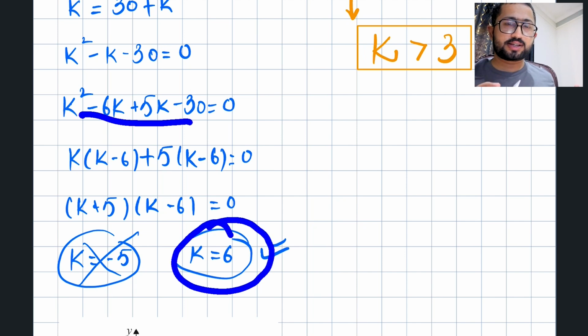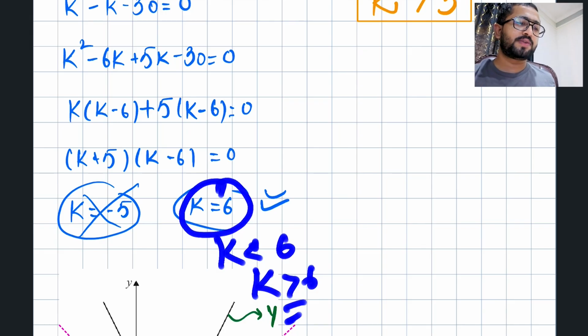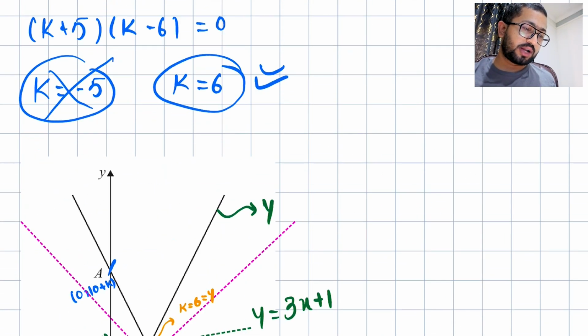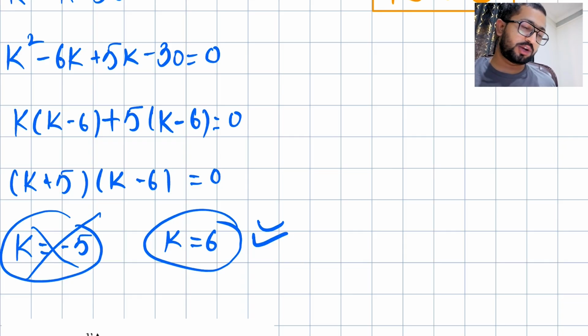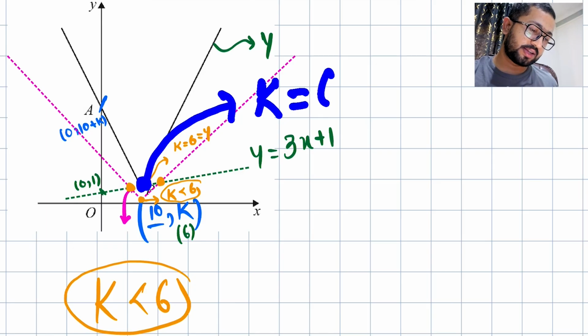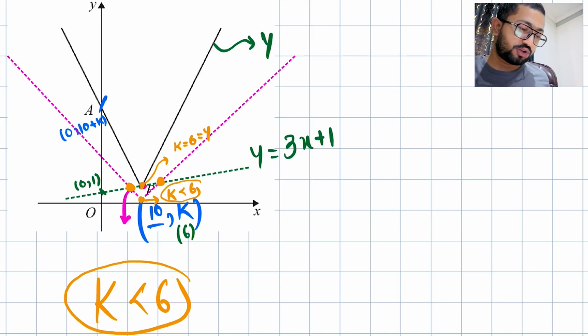K is 6. Now is k less than 6 or greater than 6? I don't know. Beta, range of values, everyone knows the meaning of range. He is talking about your answer being in inequality form. So how to write the final answer in inequality form? K is 6. What is the value of k? K is 6. If I shift this turning point in the downward direction, your green line is going to intersect the modulus graph at how many distinct points? 2 distinct points, because we want to get 2 distinct points.